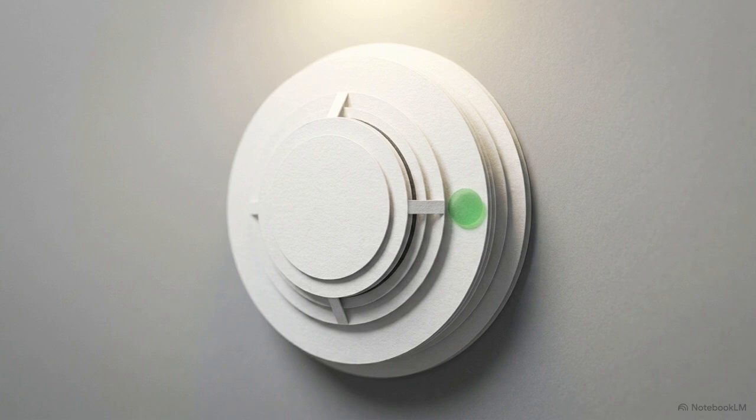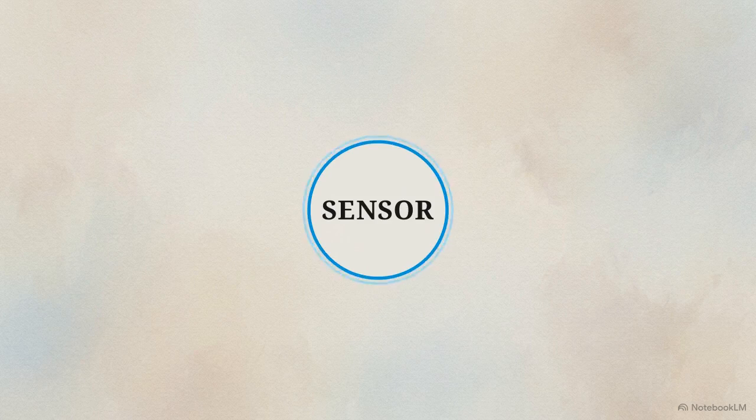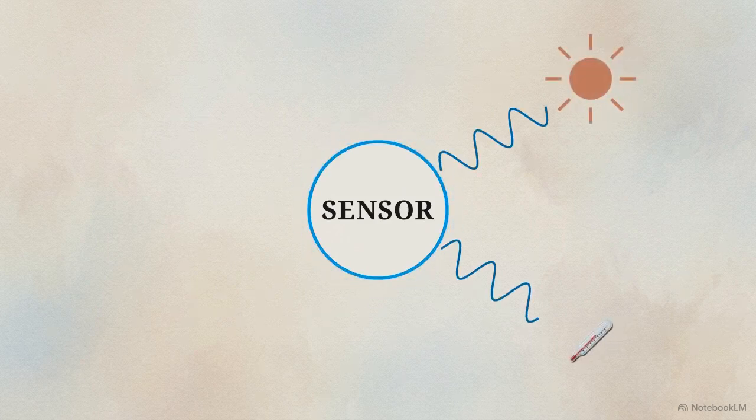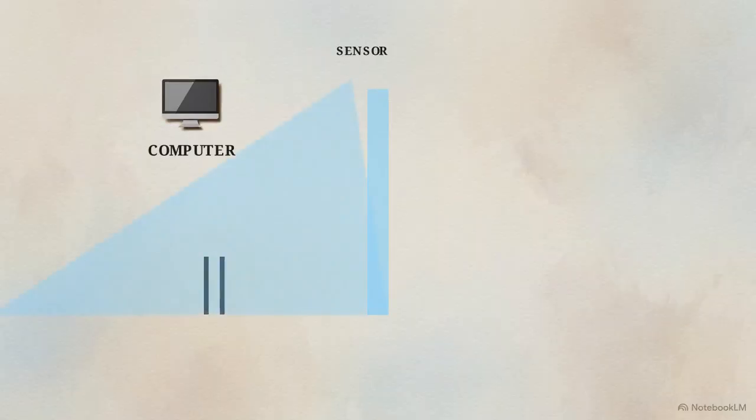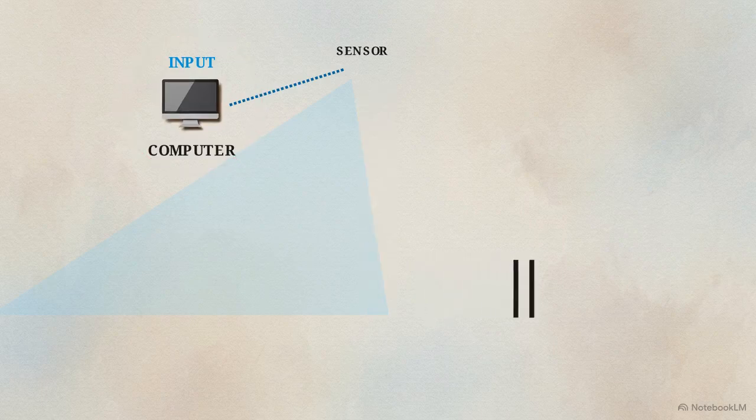But computers don't always need us to give them data. They can use automatic input devices called sensors. Sensors act like a machine's own eyes and skin, constantly measuring things like light, heat, or movement all by themselves. For example, when you walk up to a grocery store, a motion sensor above the entrance detects your movement. It instantly sends that information into the computer.